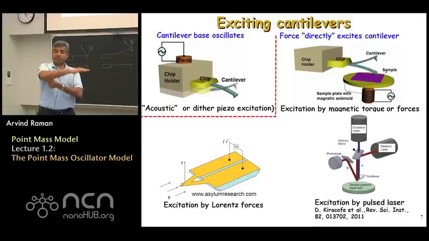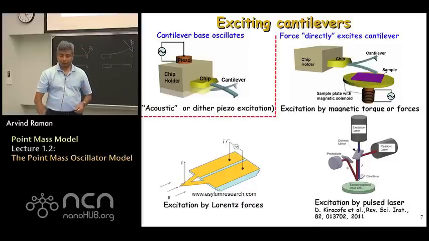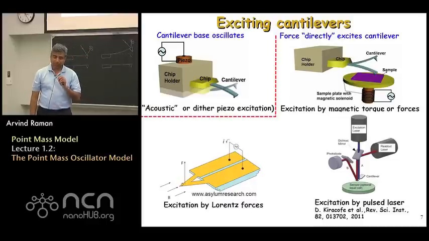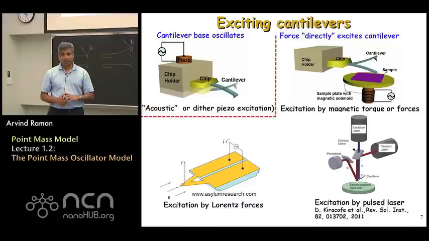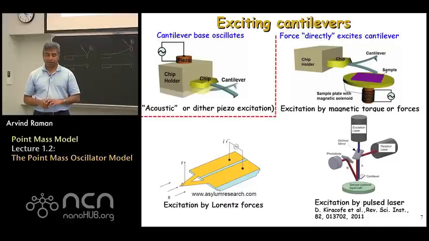And you can imagine if the base of the cantilever moves up and down at a frequency close to the natural resonance of the cantilever, not surprisingly, we're going to expect a resonant amplification of the motion. This method is often called a base excitation model, because what you end up doing is applying an oscillating displacement to the base of the cantilever.